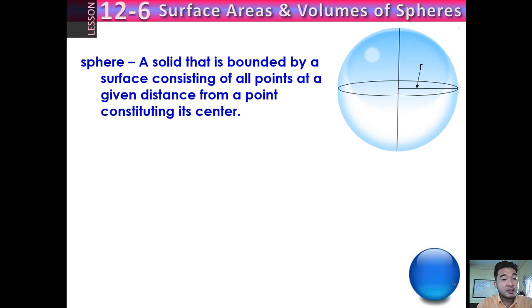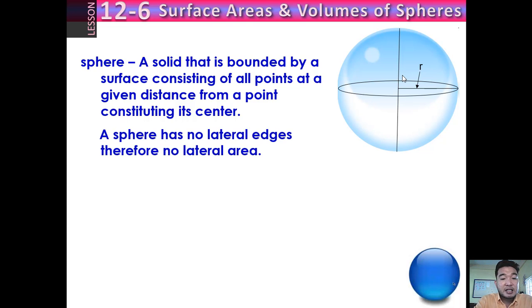Let us first define what a sphere is all about. A sphere is a solid that is bounded by a surface consisting of all points at a given distance from a point constituting its center. This is an example of a sphere, and real-life examples of spheres are the balls, the earth, and many more. A sphere has no lateral edges, therefore no lateral area.